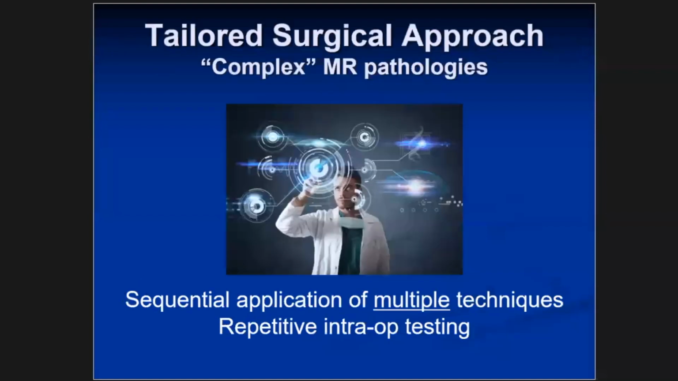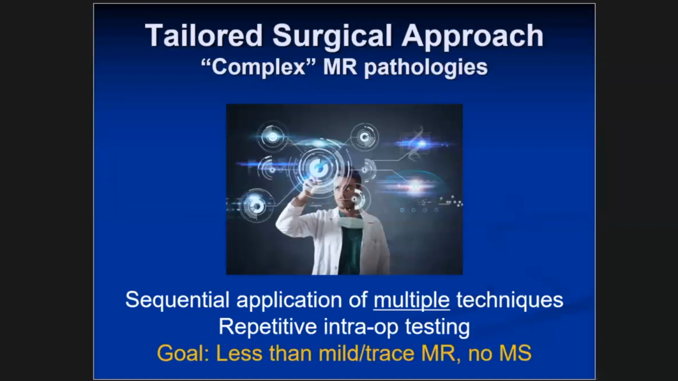So what we call a tailored approach, which is multiple techniques being applied to every patient, is essential to treat complex mitral regurgitation pathology, more than just P2 prolapse. And they require sequential application of multiple techniques and repetitive intraoperative testing, because there's sometimes a discordance between what we think is physiologically important and what is physiologically important. And the goal is to have, hopefully, just trace mitral regurgitation or none, and no mitral stenosis whatsoever.